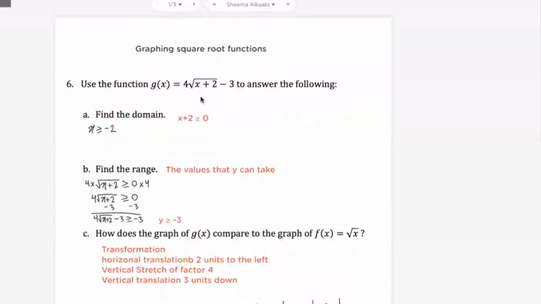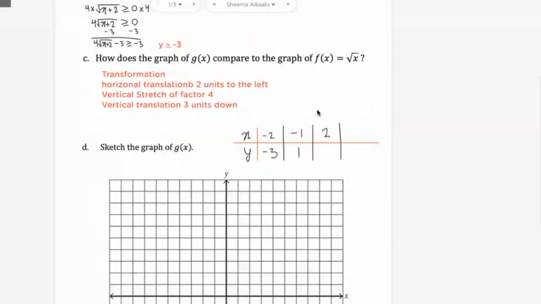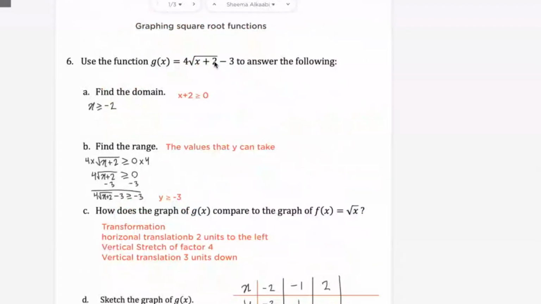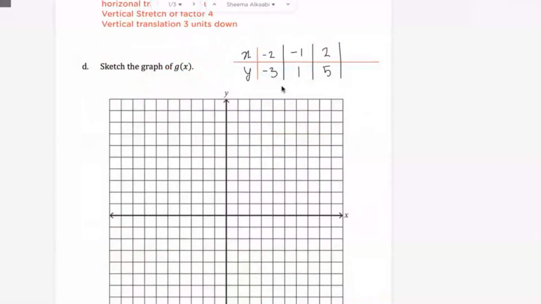Just use this function and substitute x with these values. -1 now. When x is -1, -1 plus 2 is 1, the square root of 1 is 1, 1 times 4 is 4, 4 minus 3 is 1. So you get 1. Now with 2, you get 2 plus 2, 4, the square root of 4 is 2, 2 times 4 is 8, 8 minus 3 is what? 5. Now we have our 3 points, we just plot them.